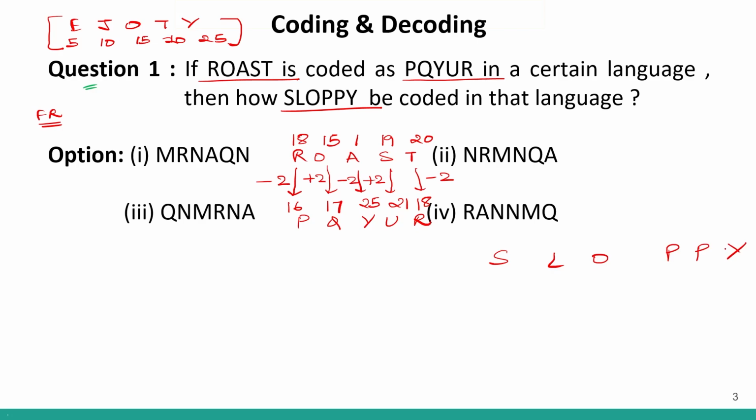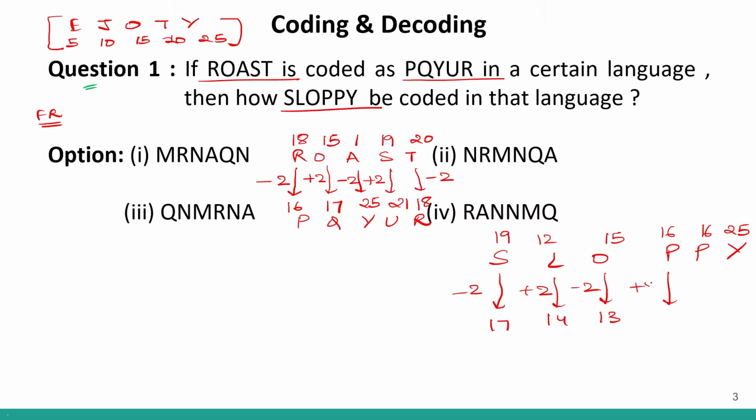SLOPPY. If I give them codes, S is how much? 19, L is 12, O is 15, P is 16 in both the cases, and Y is how much? 25. So now I will start from -2, correct? So if I do -2, how much will I get? 17. If I do +2, how much will I get? 14. -2 will give me 13.